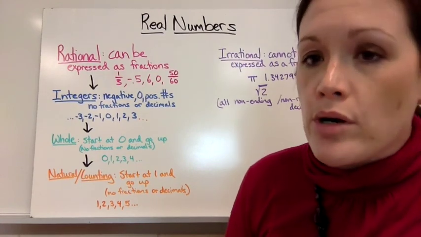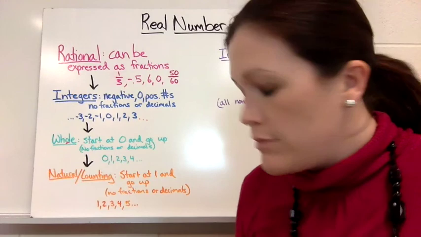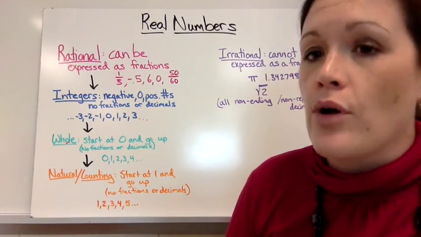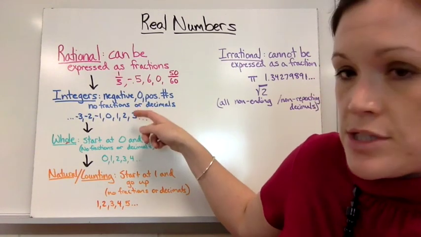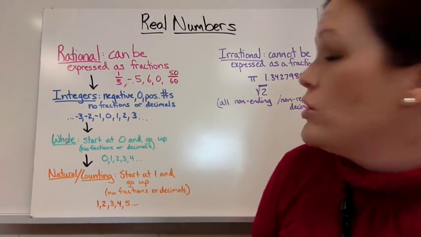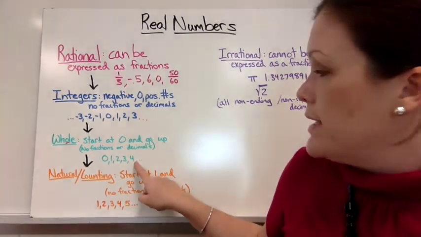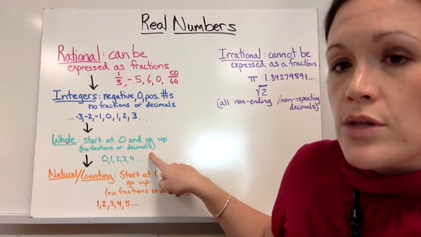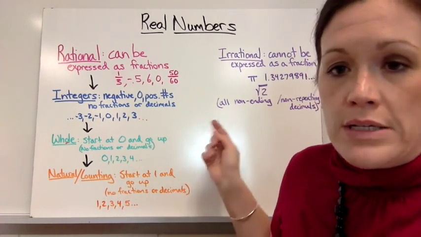A whole number is a number, I think of the O in the word whole, helps me remember that these start at 0 and then they count up from there. So these are included in the set of integers and they are rational, but they start at 0. They do not include negative numbers. They still also don't include fractions or decimals. So it's 0, 1, 2, 3, 4, and so on.